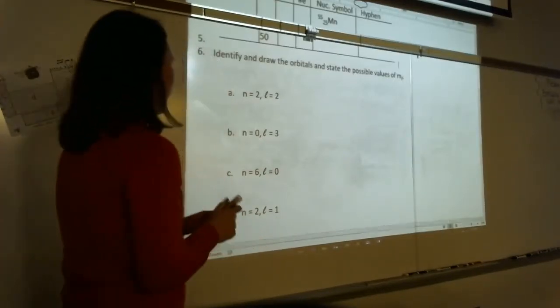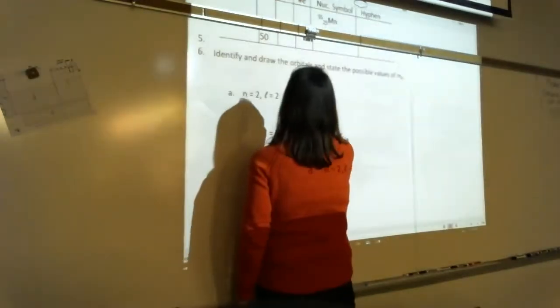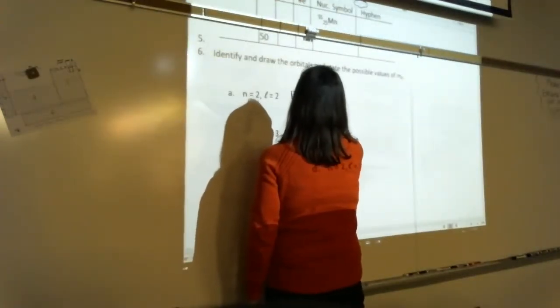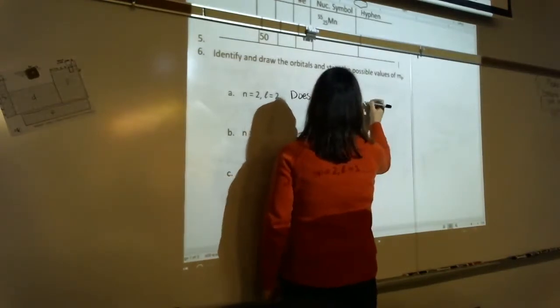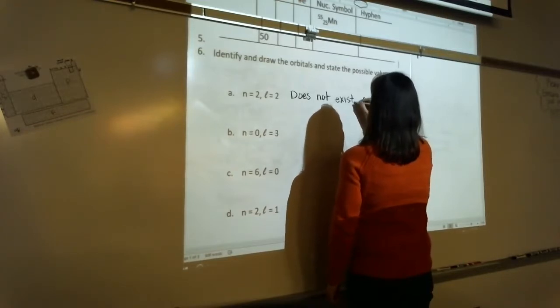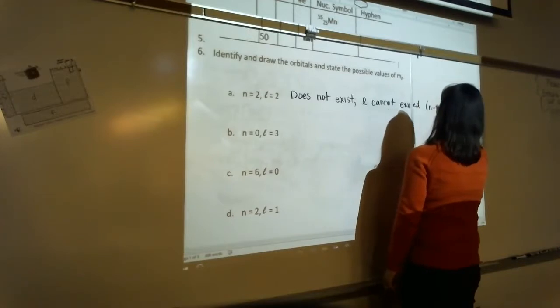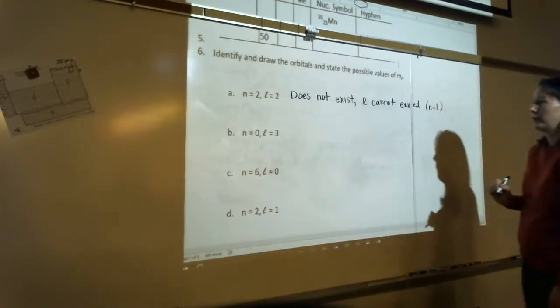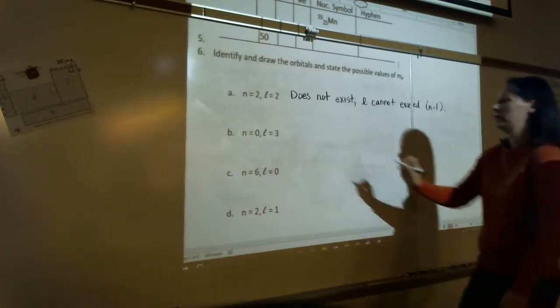If n equals 2 and L equals 2, what do we have? Nothing. Nothing does not exist. Why? Because n minus 1 is the maximum for L. L cannot exceed n minus 1. So nothing. What about for B? Nothing. Why?